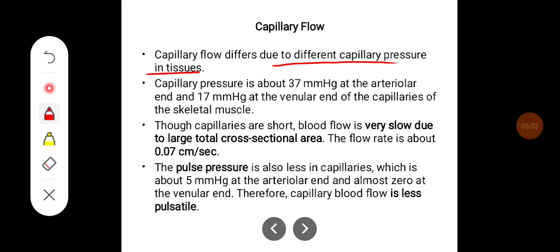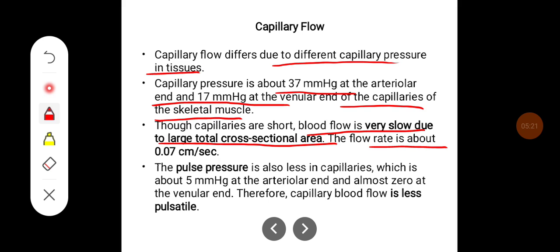The capillary flow differs due to the different capillary pressure in tissues. Capillary pressure is about 37 mm of Hg at the arteriolar end and 17 mm of Hg at the venular end of the capillaries of the skeletal muscle. Though capillaries are short, blood flow is very slow due to the large total cross-sectional area; the flow rate is about 0.07 centimeters per second. The pulse pressure is also less in capillaries, about 5 mm Hg at the arteriolar end and almost 0 at the venular end. Therefore, capillary blood flow is less pulsatile.